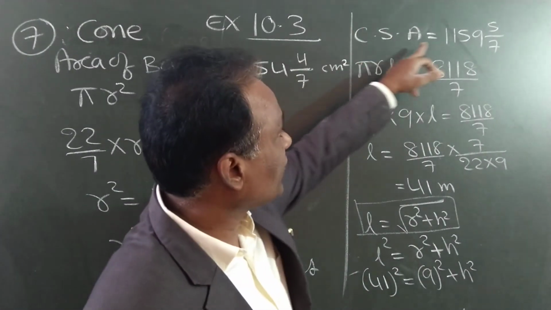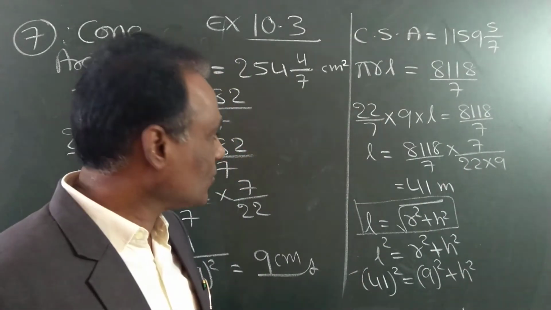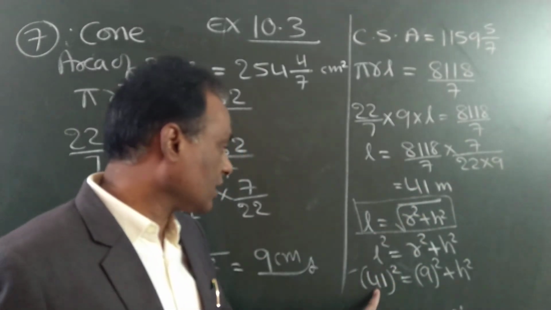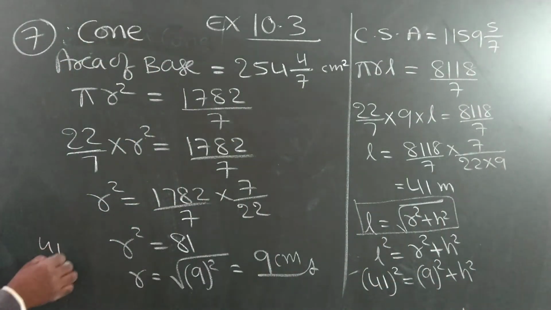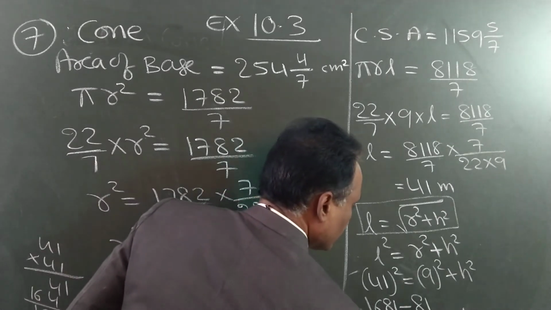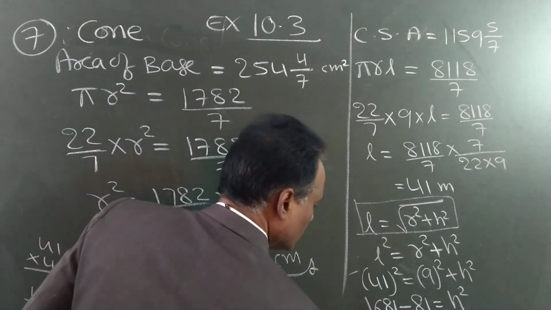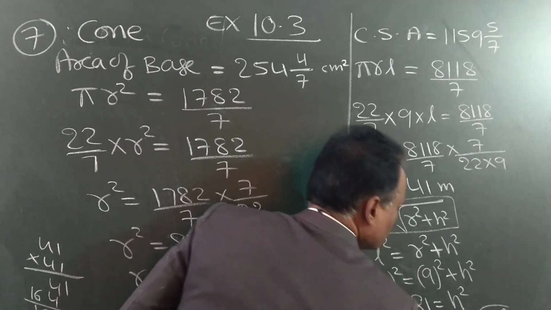So to find h, curved surface area is given in the problem, the formula is pi rl. We got L value, but we don't want L, we require h. So using L and r, we can find h. The formula relationship is L square is equal to r square plus h square. L is 41, r is 9, h square. So write down 41 square, 9 square this side, minus 9 square is equal to h square. Root of 1600, root 1600 is 40. Right.